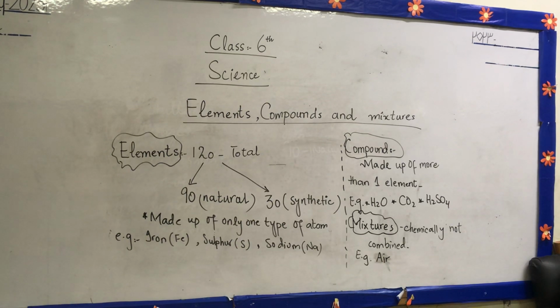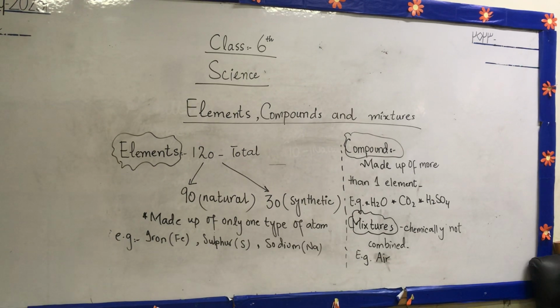Before we go into the detail of the topic, I would like to tell you that there are 120 total elements that have been discovered so far. We never know in the future how many more elements will be discovered, but up to now there are a total of 120 elements. Out of these 120 elements, 90 are naturally found. They may be found in the rocks, in the soil, anywhere. Whereas 30 elements are synthesized by humans in the lab. So you can say that 90 are natural elements and 30 are synthetic or man-made.